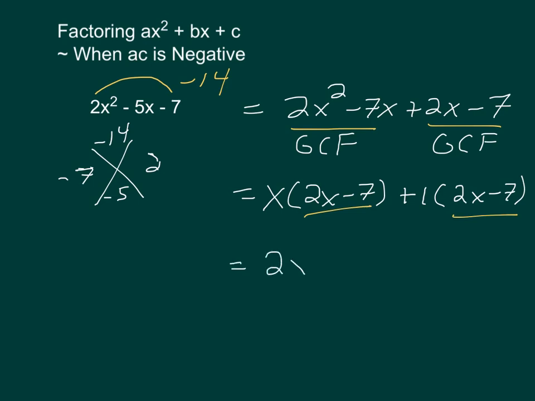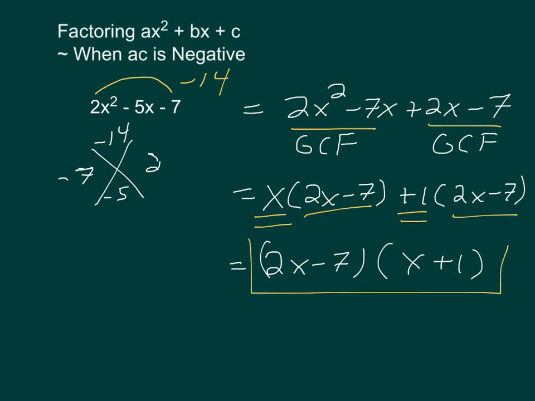That's going to come out in front just once. And then the x plus 1, you see the x and the plus 1 is going to go in the second set of parentheses there. And once again, you could multiply through and check, but that is the factored form of 2x squared minus 5x minus 7. And once again, since when I multiplied my lead coefficient by my constant, I got a negative, I got what I expected. One addition, one subtraction. And we're in good shape.